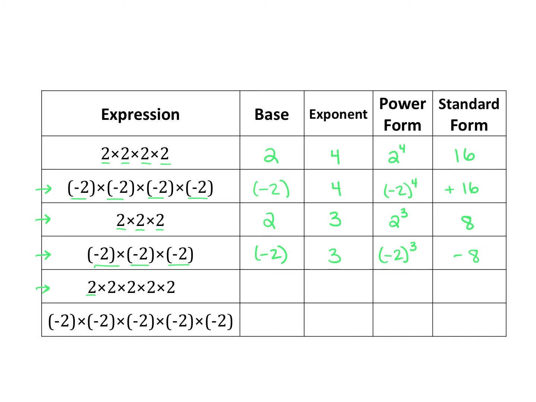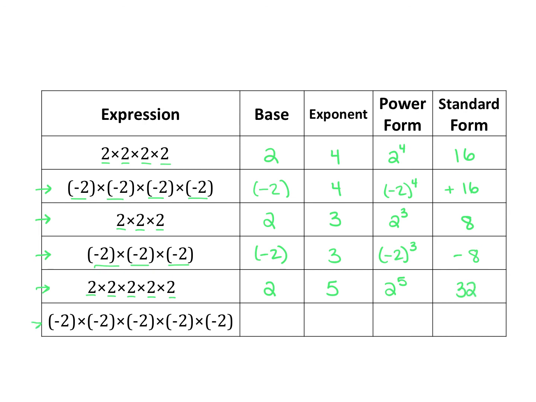Next example: 1, 2, 3, 4, 5. So we know our base is 2 with an exponent of 5, which gives us 2 to the exponent 5. And 2 multiplied by itself 5 times will give us an answer of 32.